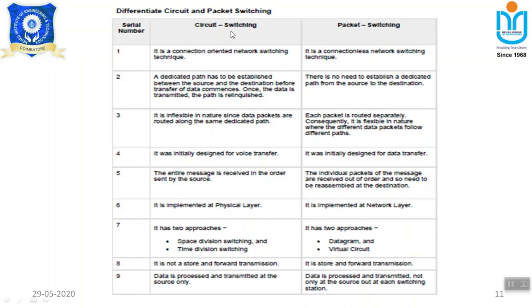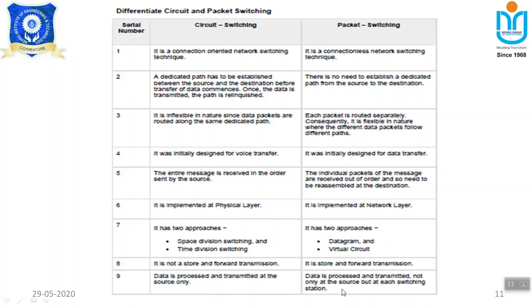Circuit switching is not store and forward transmission. I already told that this is one of the biggest drawbacks of circuit switching. It doesn't have the capability to store and forward. But in the packet switching network, it has a store and forward mechanism. In circuit switching, data is processed and transmitted at the source only. What is the meaning of that? Since the routers or switches in between don't have a storing capability, the source has to initiate the sending process and the destination has to receive. So the source is responsible for forwarding any data.